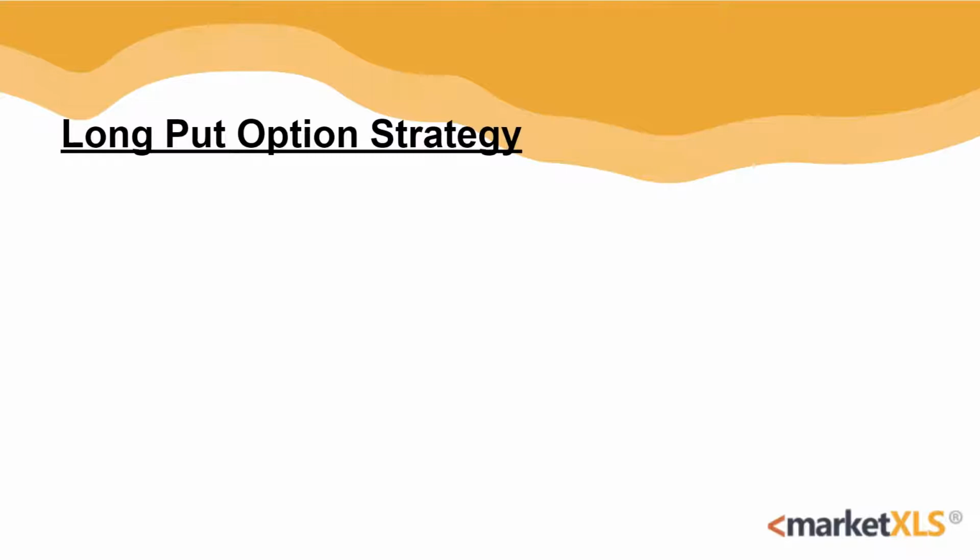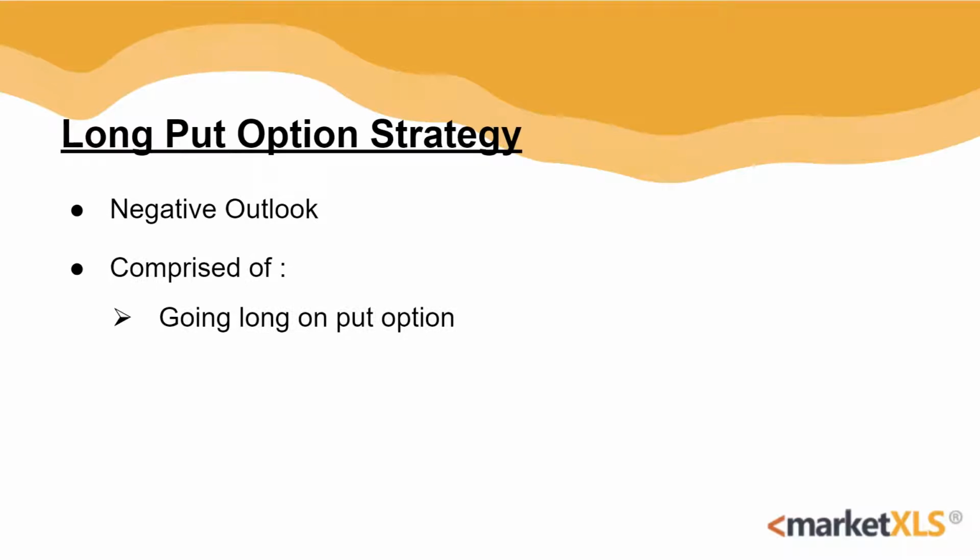This strategy is implemented when the trader has a negative outlook of the market or the stock. Long put is used when the trader has a bearish view of the stock or market. The closer the strike price will be to the current price, the better the gain the trader will get if the view proves out to be true.